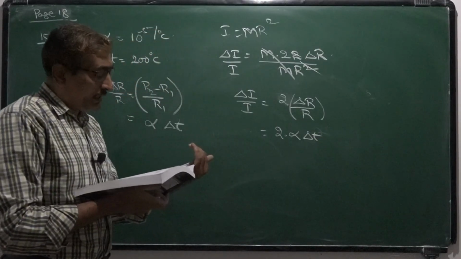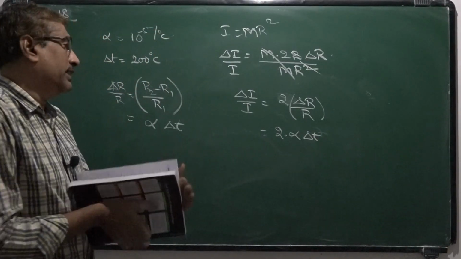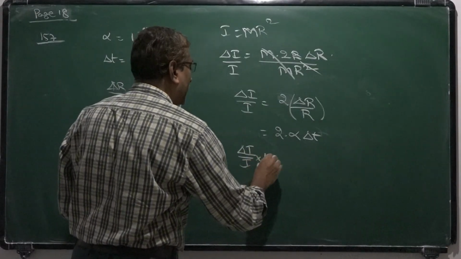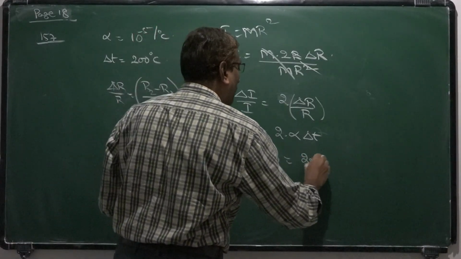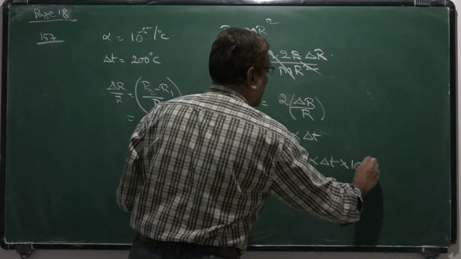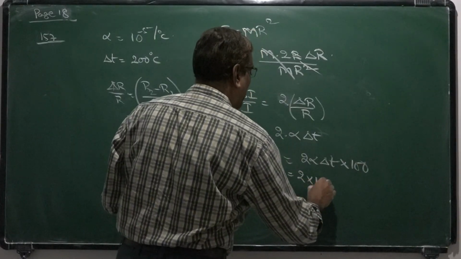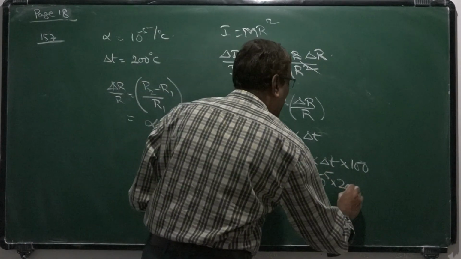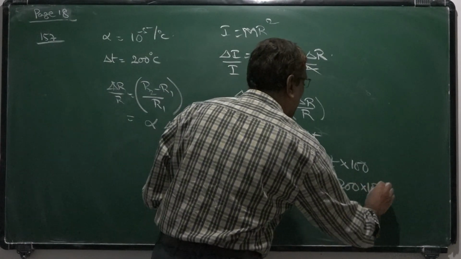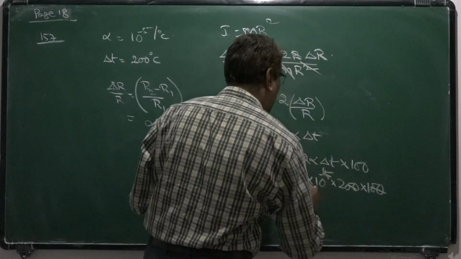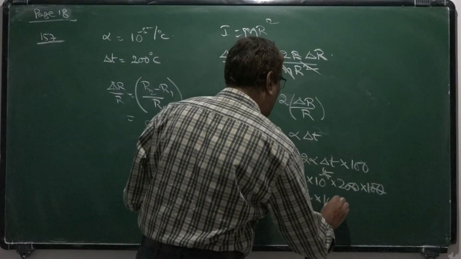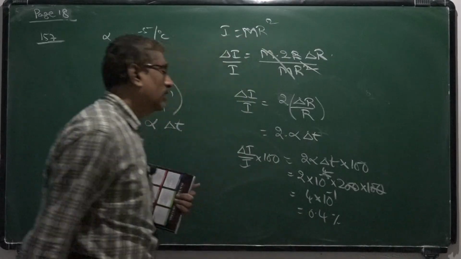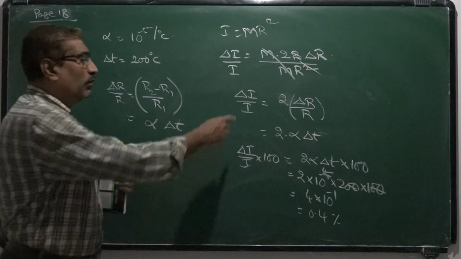Calculate the percentage, simple one. Percentage means delta I by I into 100. So that equals 2 alpha delta T into 100. That is 2 into 10 to the power minus 5 into change in temperature 200 into 100. So 200 into 10 to the power minus 4, that is 4 into 10 to the power minus 1, that is 0.4%. That is the change in percentage of moment of inertia.